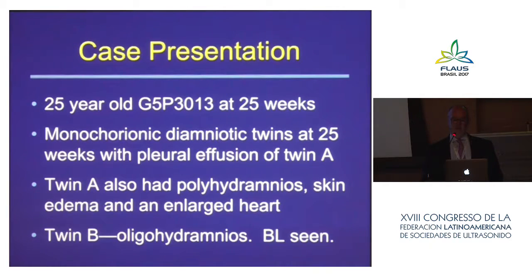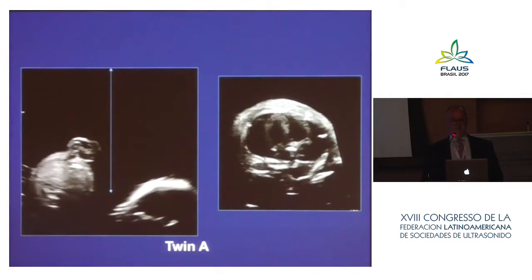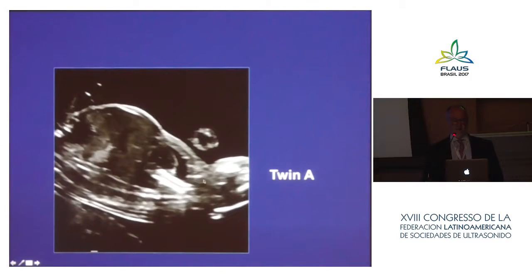is a set of monochorionic diamniotic twins, and one of the twins had a pleural effusion and also had polyhydramnios. Here we see quite a bit of fluid in this sac for the presenting twin, twin A. There is fluid in the chest. You can see this nice four-chamber view, but we see a lot of excess fluid there. When we look at the left ventricular outflow tract, it looks like a normal lumen here, but the walls of the aorta are very, very bright.